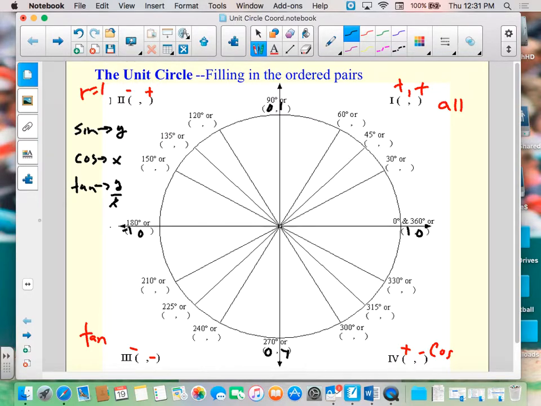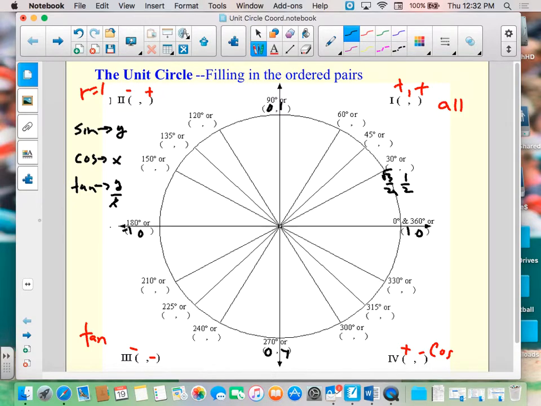So the sine of 0, you guys, is 0. Sine of 90 is 1. Sine of 180 is 0. Sine of 270 is negative 1. And you could go around and do cosine the same way. Now, see if you can fill this one in. It is root 3 over 2, 1/2.